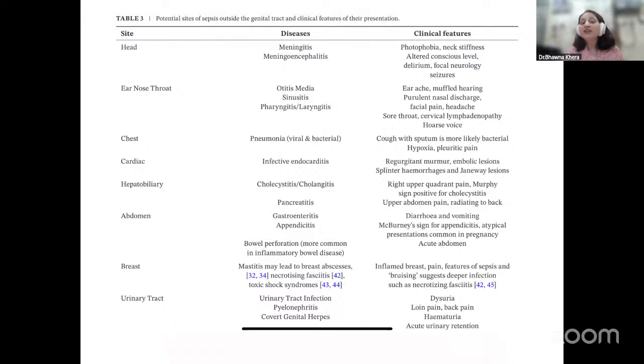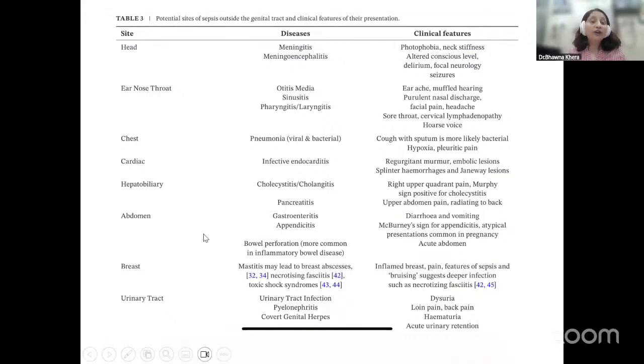Abdomen, you can have gastroenteritis and appendicitis. So McBurney's sign for appendicitis is there. Atypical presentations are also more common. Bowel perforation is more common in the inflammatory diseases. Breast mastitis can be there. So inflamed breast, pain, features of sepsis and bruising suggest deeper infections such as necrotizing fasciitis.